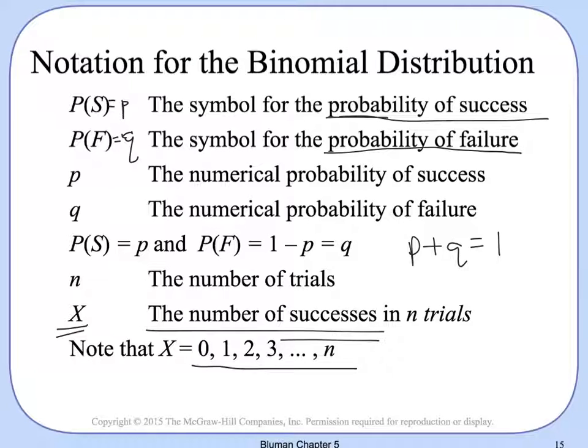Are you listening to me? X will always start at 0 because you might have no successes. You might have 1, 2, 3, 4, 5, all the way up to N. So X will always start at 0 and go to N.